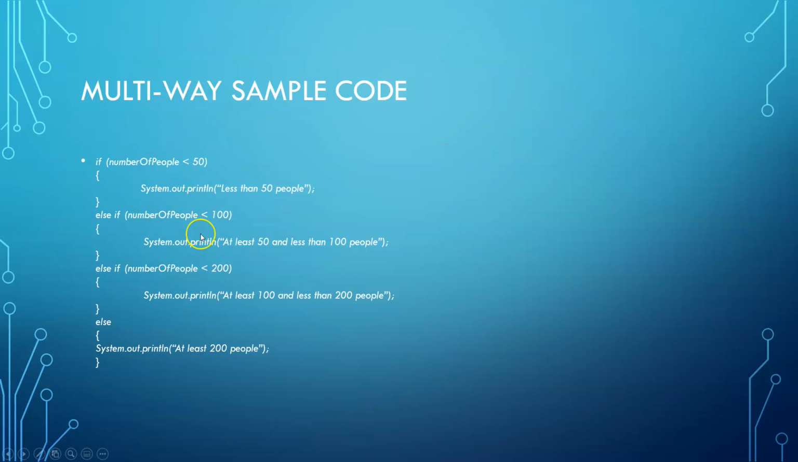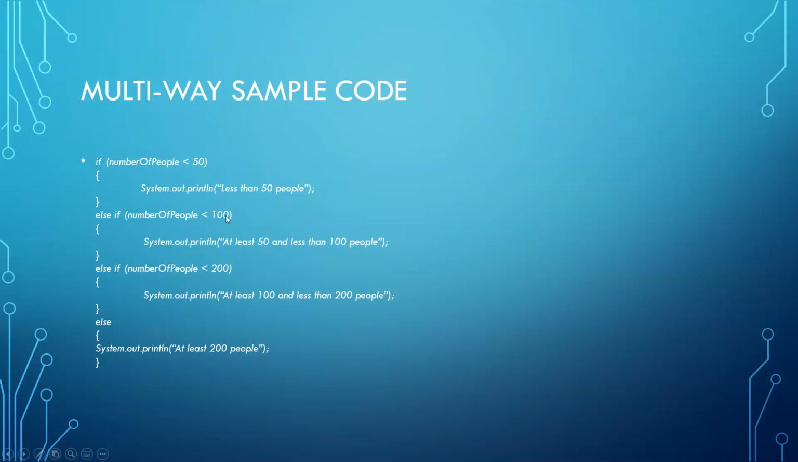Now, the reason why I can say, for example, it's at least 50, even though I don't have anything in this line of code that talks about 50, is because the way Java does this is it comes in and checks this top condition first. So it's going to check if the number of people is less than 50 first. Oh, well, it can't be less than 50, so I'm going to go on. And because I already know that it's not less than 50, it has to be at least 50. So that's why I can say that. And same thing here. It has to come and check if it's less than 100.